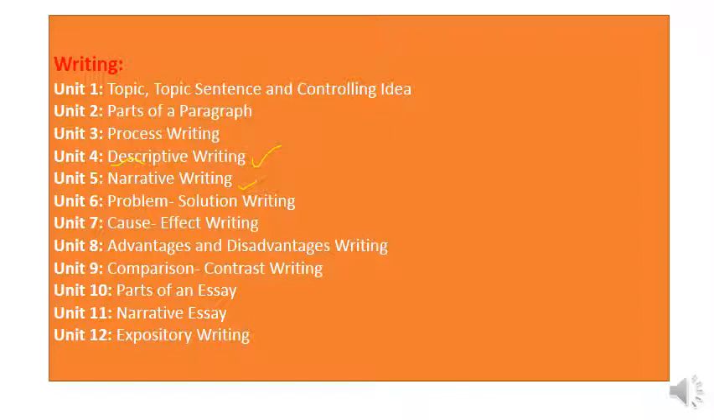Then we're moving to problem solution writing, in which you explain a certain problem and its solution, how to solve it. Then we're moving to cause effect writing, which is stating the causes and effects of a certain topic. Then we will move to advantages and disadvantages writing, which is also explaining the advantages of a certain thing or issue and its disadvantages. Advantages means the positive side, and disadvantages is the negative side of something.